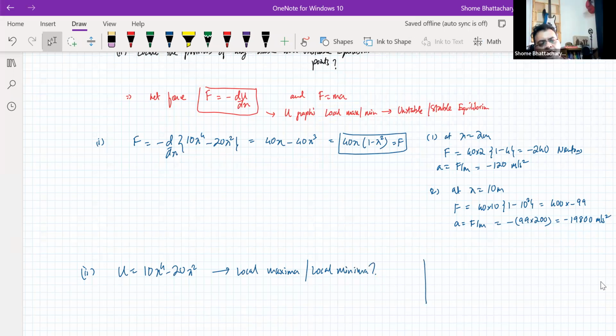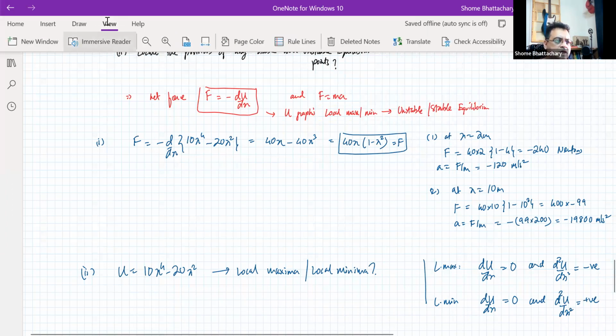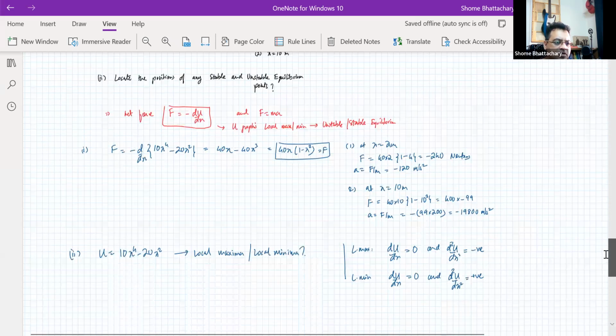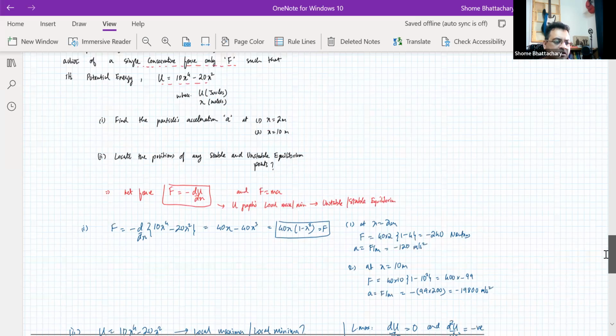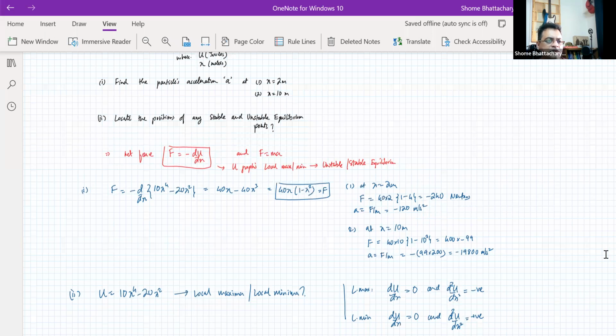We'll use this relation: the local maxima condition is that du by dx should be 0 and the second derivative should be negative. And for local minima, du by dx should be 0 and the second derivative should be positive. That is the calculus concept we'll use here, because that's the only option we have. It's a very complicated function for drawing a graph, so it's not going to be easy to directly plot the graph and understand. So we have to use the application of differentiation.